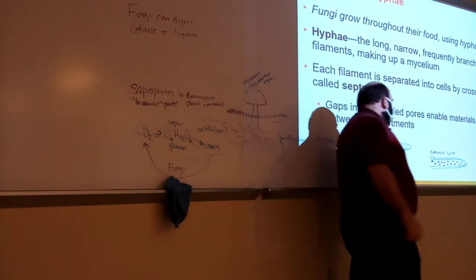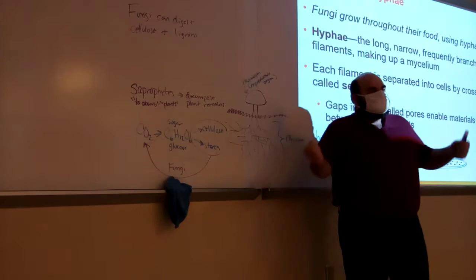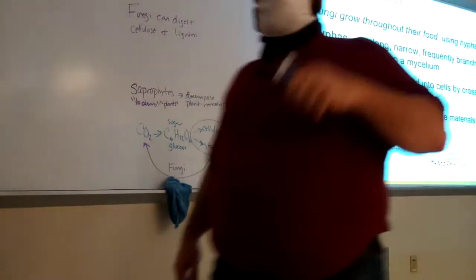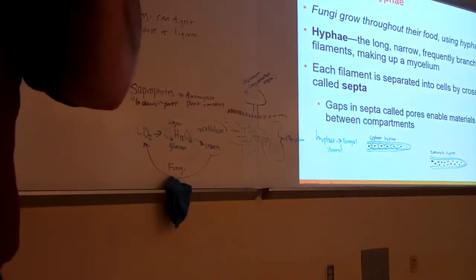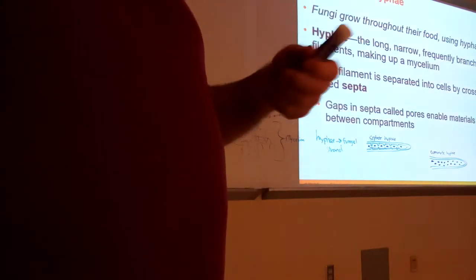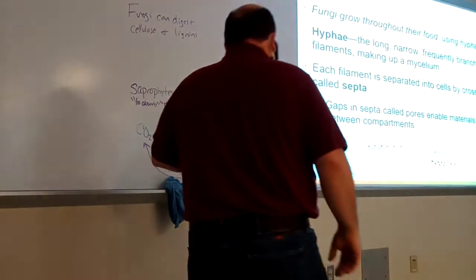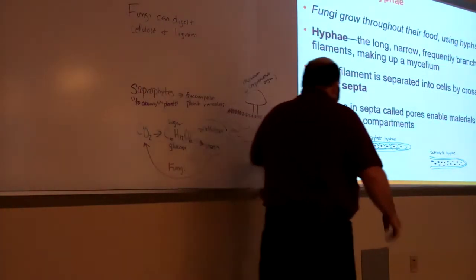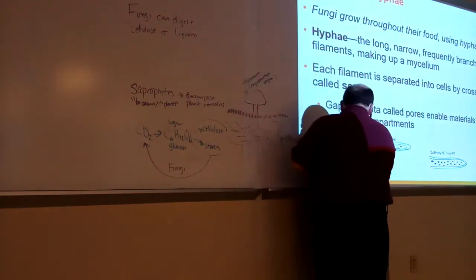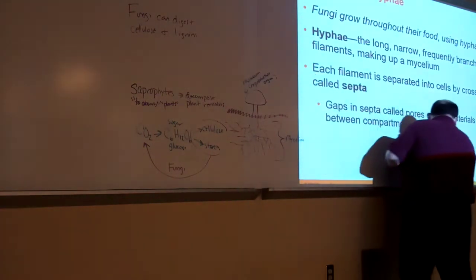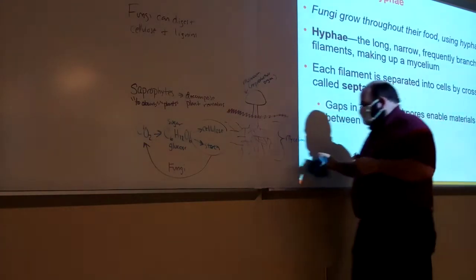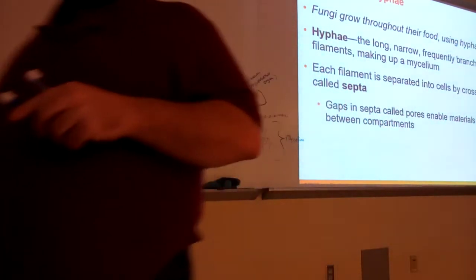Either there are partial walls or no walls at all. So they can send materials very quickly from one cell to the next, allowing them to grow rapidly. And basically that's a way to respond to food. Whenever food becomes available, they can grow very quickly to take advantage of that. Like I said, they have to grow towards their food, so they have to be able to grow very rapidly. So two types of hyphae, septate and cenocytic. Both of them can grow, like I said, very quickly. So either partial walls or no walls at all.